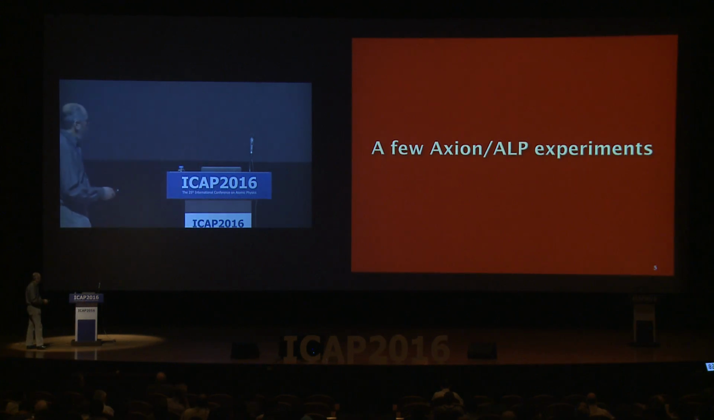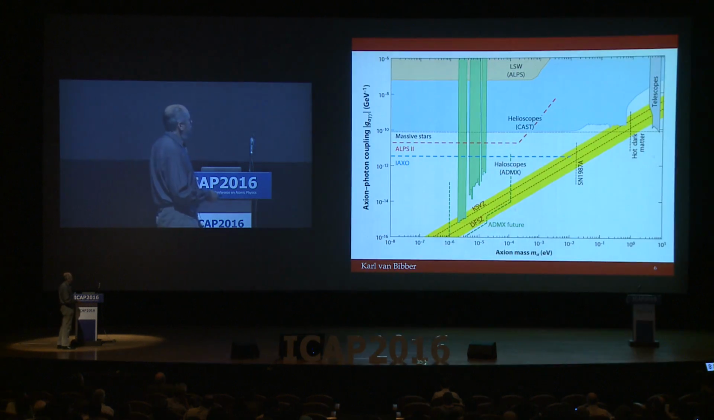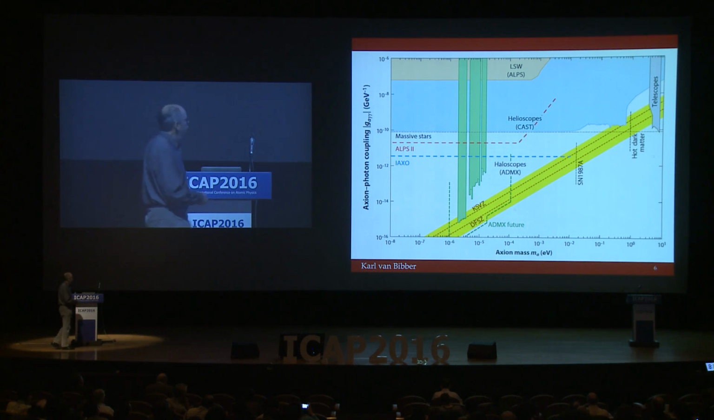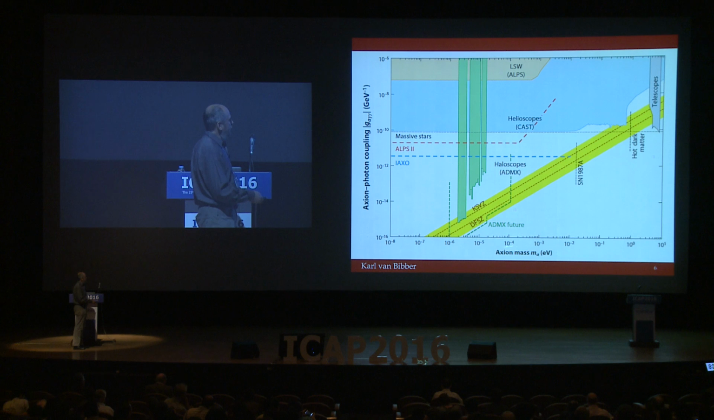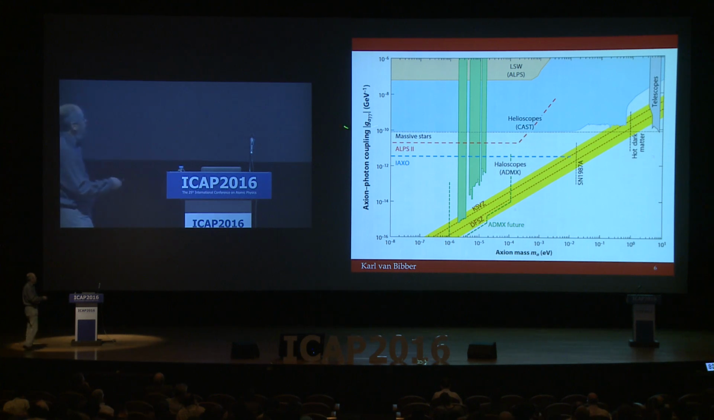So before I describe those, let me show you this kind of diagram. This is a typical diagram that's shown in this field, and what you have here is the axion mass, usually given in a logarithmic scale, and here is the strength of the coupling constant, and in this case, this is the axion photon coupling.